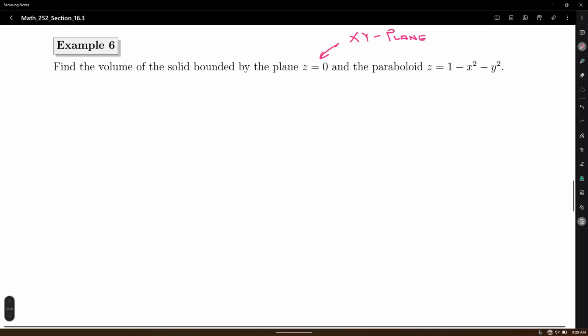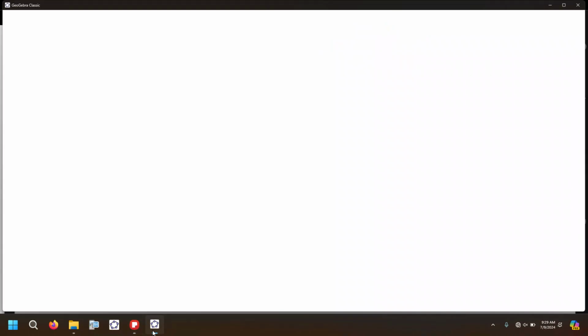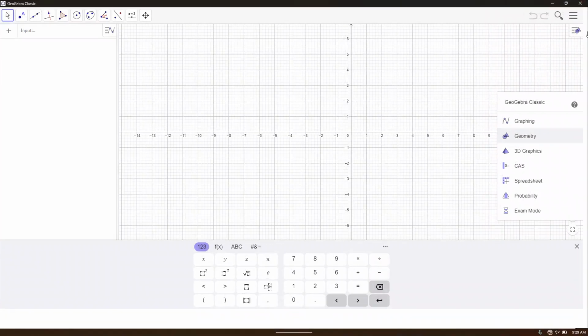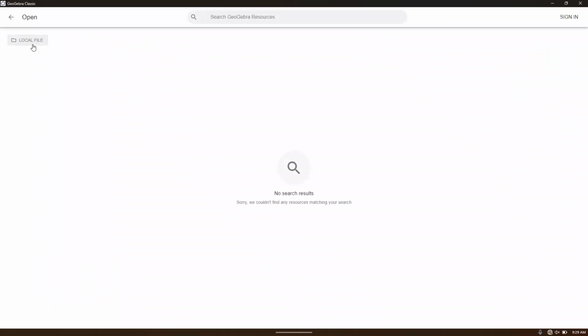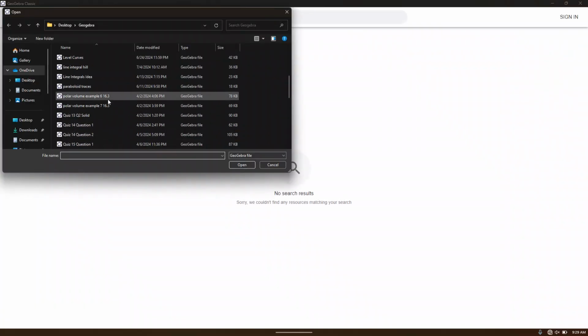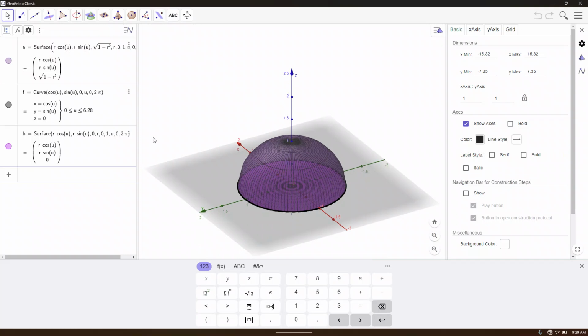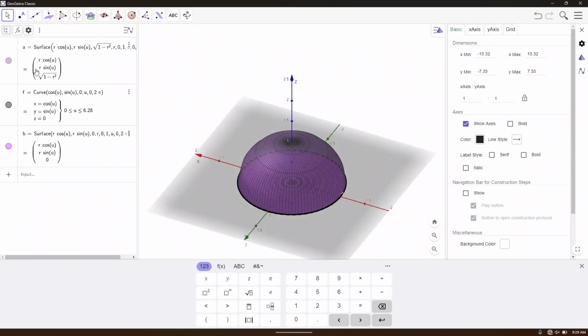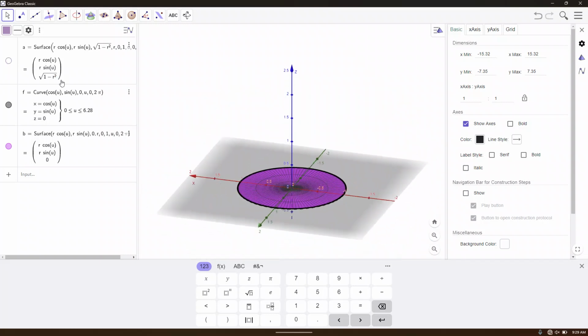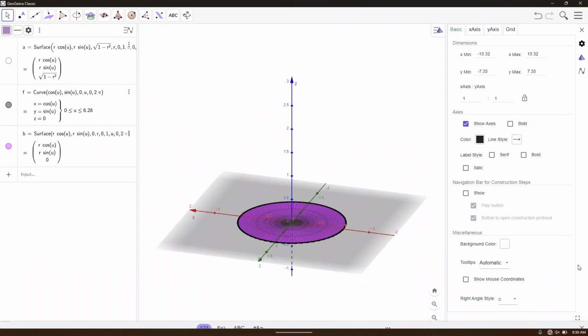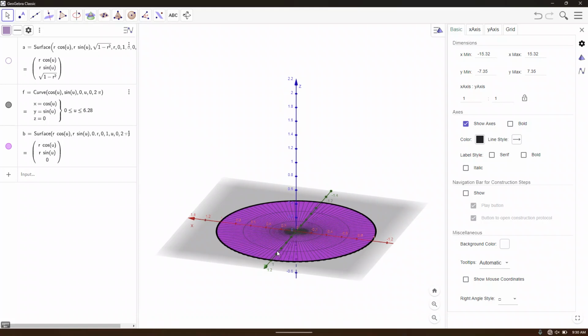All right, so let's have a look at GeoGebra and see how this looks. Okay, so let me open. From my files here, okay, polar. So this is how it looks. So what do we have? We have this paraboloid opening down because of the negative square terms, and it's bounded below by the xy plane. Okay, so let me get rid of this. Yes, perfect. Let me zoom in a little bit more.